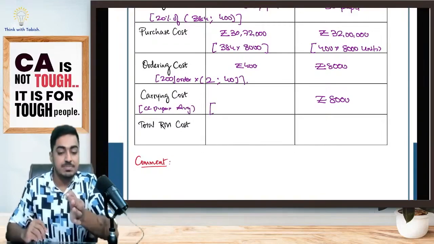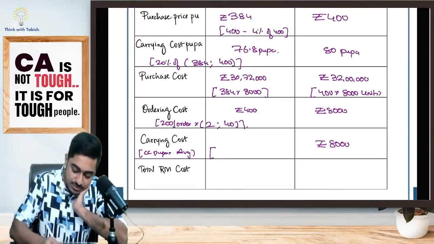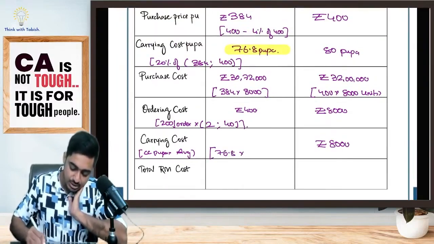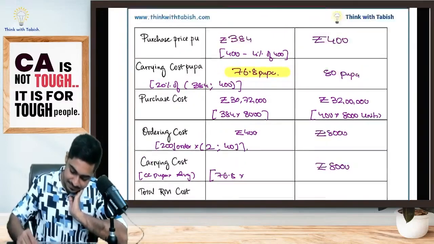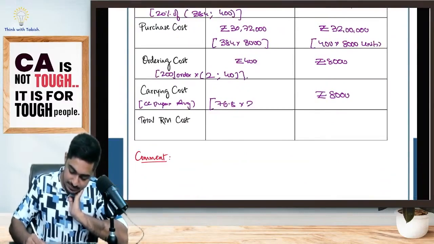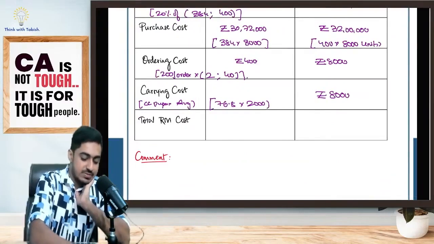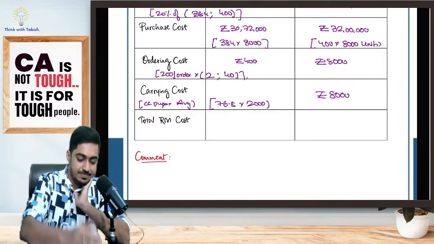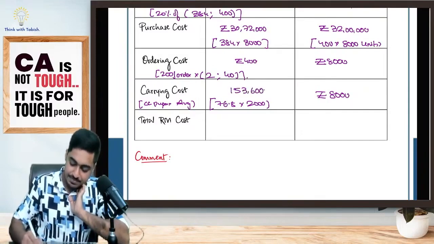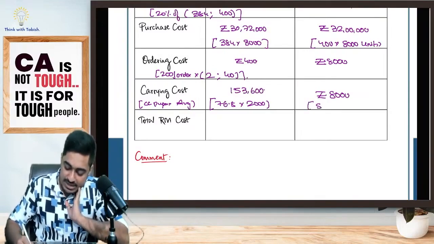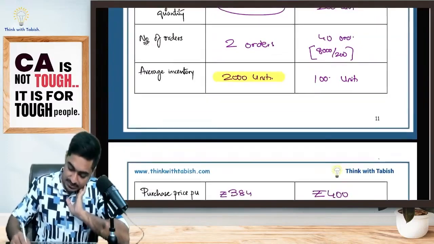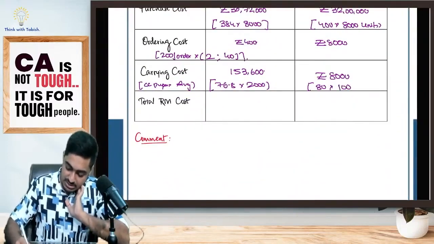Tell me, if I'm accepting the discount, what is my carrying cost per unit per annum? 76.8, into what is my average inventory? 2,000 units. So it is 76.8 into 2,000. Is it 1,53,600? Yes. If I go for EOQ, what is my carrying cost per unit per annum? 80, into what is my average inventory? 100 units. It is 8,000.